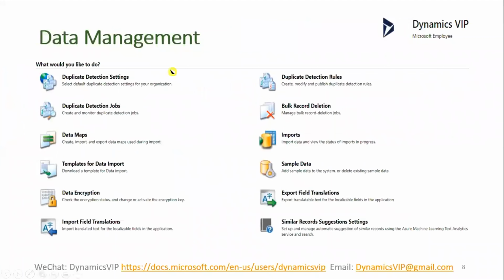Next is data management, for data import, export, ETL. Say set up the duplicate detection. Say if there is an account with the same name, we don't allow 2 accounts with the same name, such as IBM. Of course, we can set different settings. Then we can set not to allow the same account names, and we can set up not to allow the same email address.